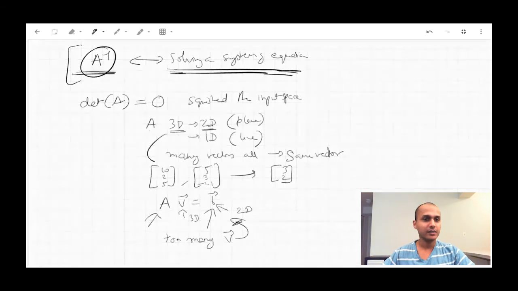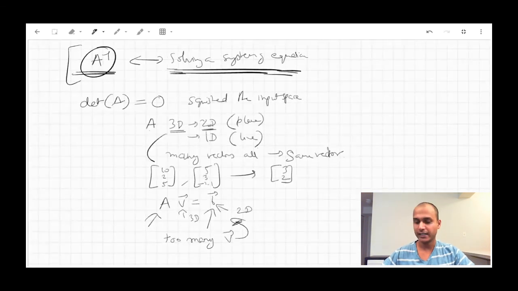So in this video, we saw determinant and inverse of a matrix and system of equations.